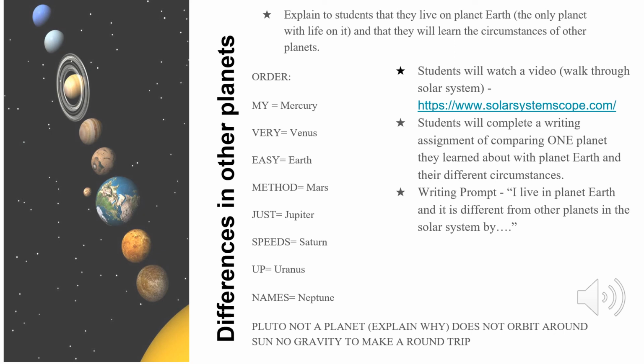Furthermore, in order to enhance their writing skills and their knowledge with the lesson, they are to create a writing prompt: I live in planet Earth and it is different from other planets in the solar system by. So that will be the prompt that they will answer. That will be their writing assignment, in which they'll be able to compare and contrast Earth with a different planet they learned about.